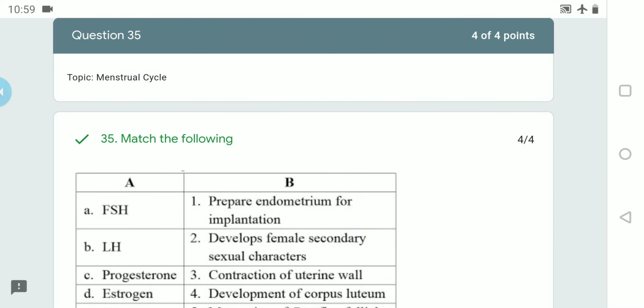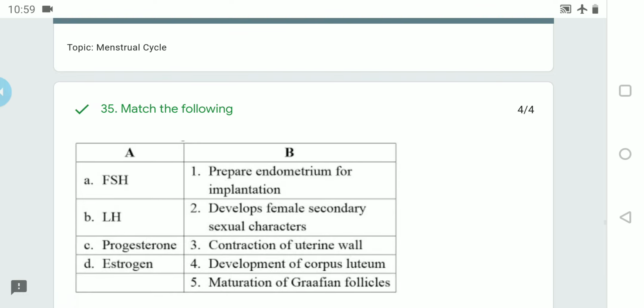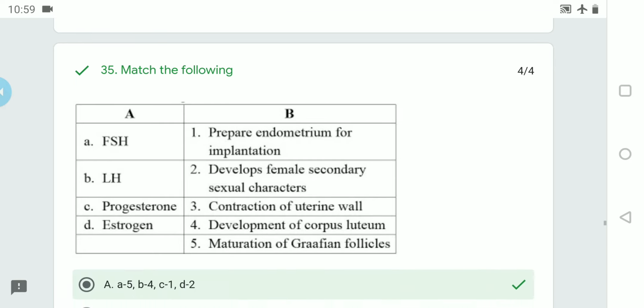The next question is match the following. This is also related to matching the following hormones with respect to their function during the menstrual cycle.